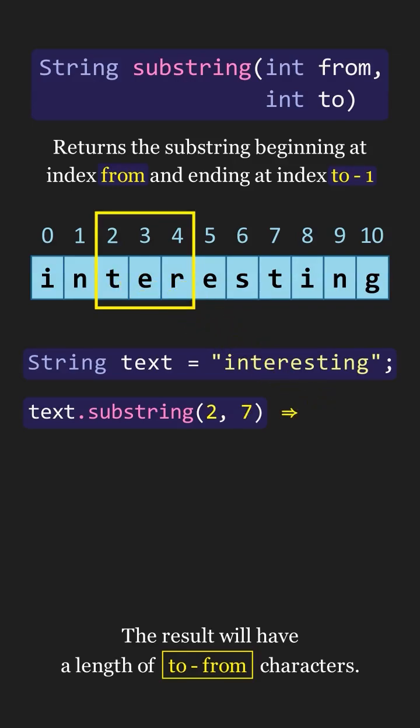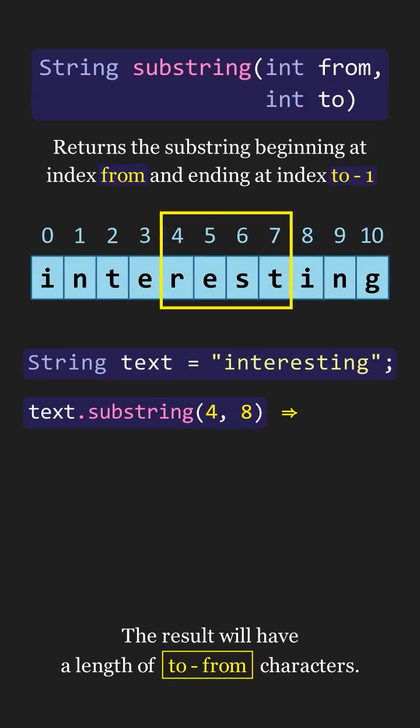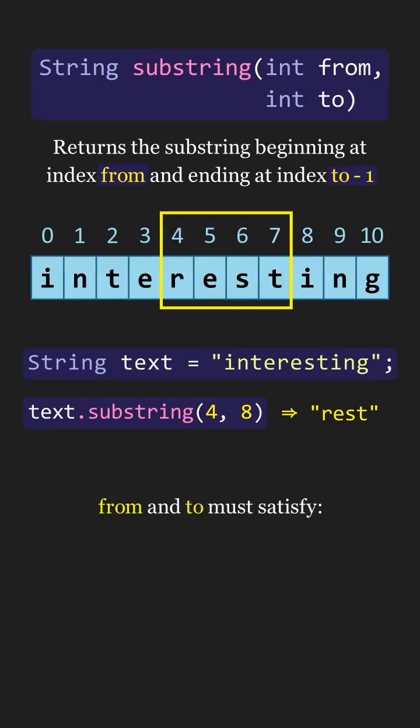If to changes to 7, you will get "ters". From 4 to 8, you will get "rest". From and to must satisfy: from is greater than or equal to 0, and less than or equal to to, and to is less than or equal to length.